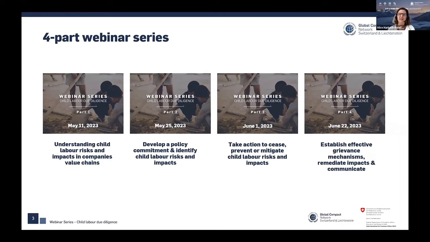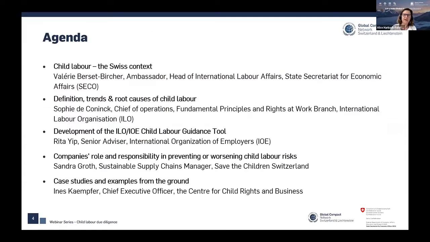Today, we will focus on understanding what is child labor and what are the risks and impacts in companies' value chains. The agenda for today looks as follows. We will first hear the voice of the Swiss Confederation through Valérie Berset-Bircher. She's ambassador and head of international labor affairs at the State Secretariat for Economic Affairs. She will explain the Swiss context with regards to child labor issues.